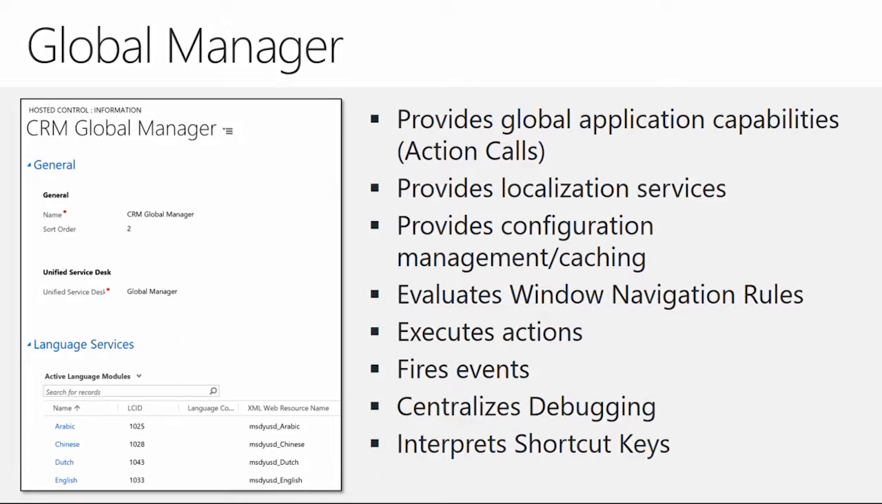This has a lot of different actions and items that are out there for building USD configurations. This is what's going to give you the ability to execute your actions and fire events in the system, and evaluate your navigation rules. This is really the first and foremost hosted control inside the application that you're going to use. And we'll show you when we start building some of these different items how the Global Manager fits into the heart and soul of what's going to happen in there.